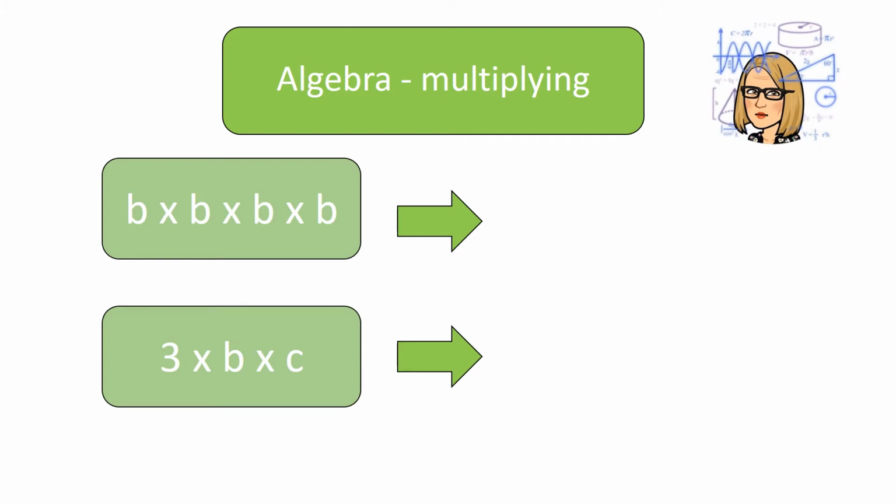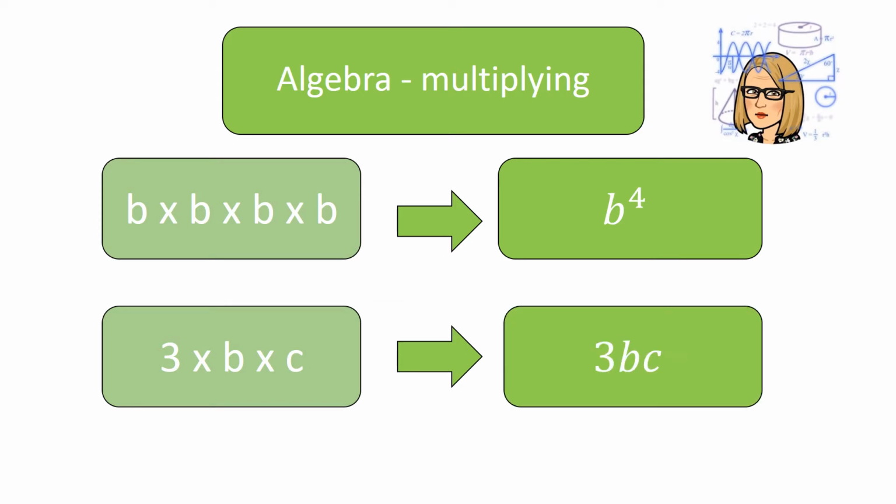If you were going to multiply a number by itself 4 times, then we would say that that was a number to the power of 4. So it's the same with letters. If you wanted to multiply b by itself 4 times, b times b times b times b, then you would write that as b to the power of 4. 3 multiplied by b multiplied by c would be written as 3bc. There's no multiplication sign.